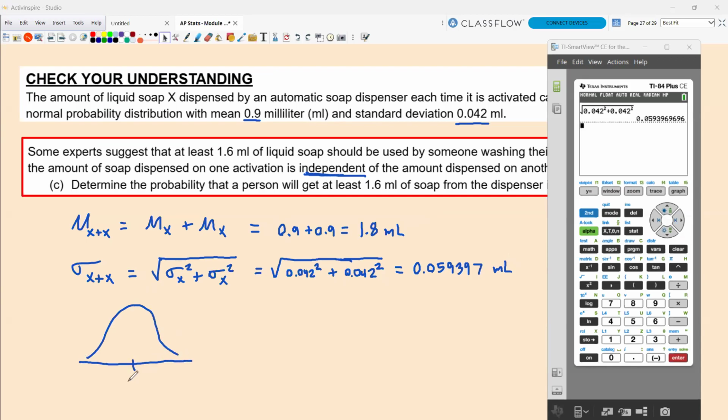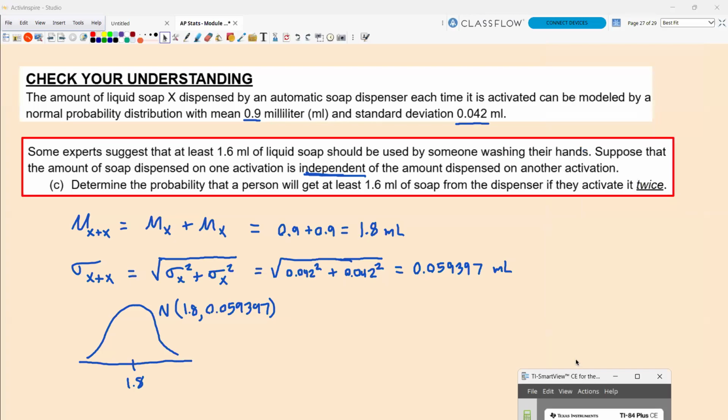So we're talking about 1.8. You write the normal, 1.8, comma 0.059397, and we'll answer the question. So the question is asking the probability that a person will get at least 1.6 milliliters of soap from the dispenser if they activate it twice. So we want to shade above, since it's at least 1.6. So 1.6 I know will be over here, and we're going to go in this direction.